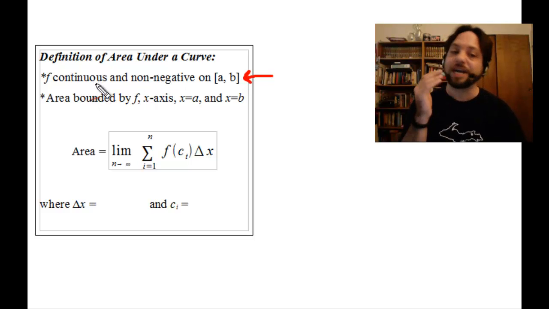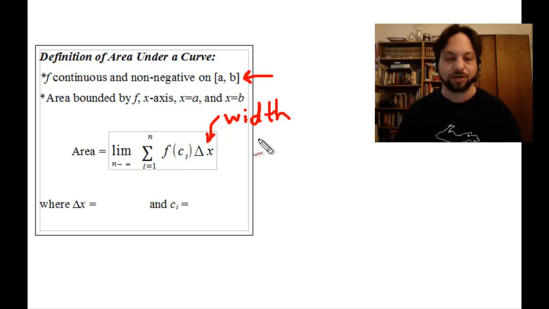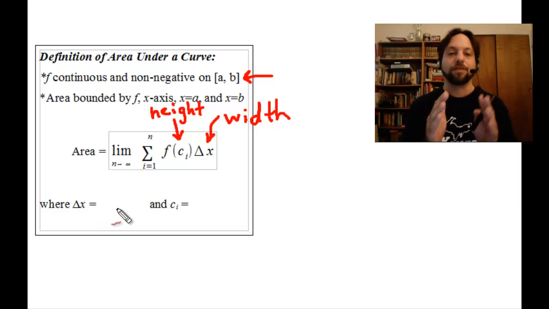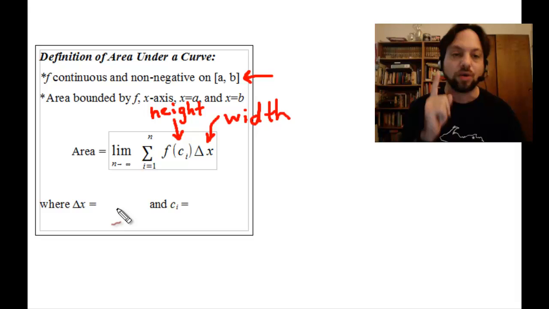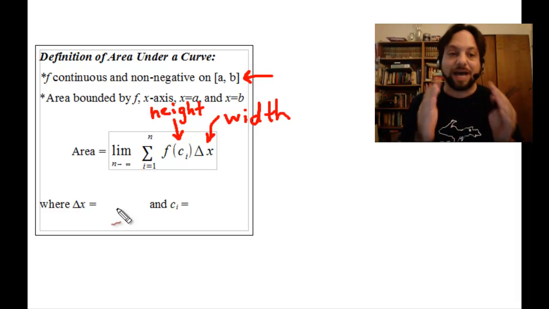If that's the case, again, we're going to divide that interval into a whole bunch of little rectangles. This delta x right here will represent the width of each one of those rectangles. This f of c sub i, on the other hand, will represent the height of each rectangle. So let's start by looking at the width. If we have an interval from a to b, and we only want one rectangle, how wide will that rectangle be? Clearly, it'll be whatever b minus a equals. That will be the width.